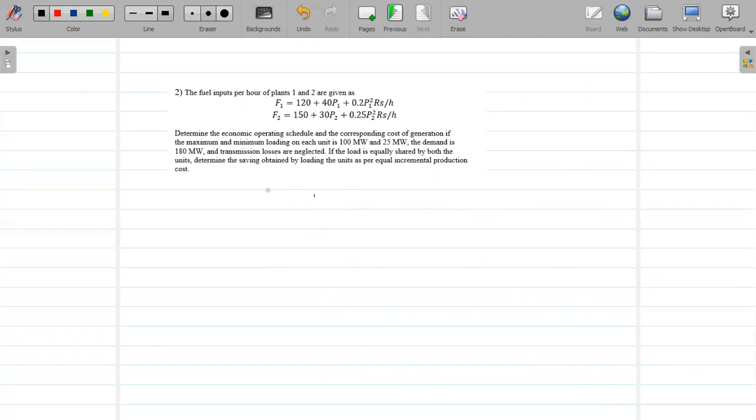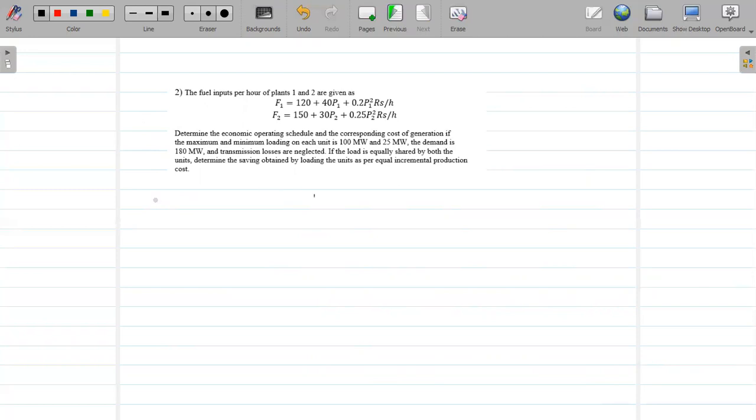So, fuel input is given, the limits on the power output are given, and the total load demand is given. You have to determine the economic operating schedule. That is one sub-problem. What is the other sub-problem? You have to calculate the total fuel cost in two cases, that is according to economic operating schedule and according to equal load sharing. Then what is the saving obtained by using the equal incremental production cost? So two sub-problems are there. First we solve the first sub-problem, that is we determine the economic operating schedule.